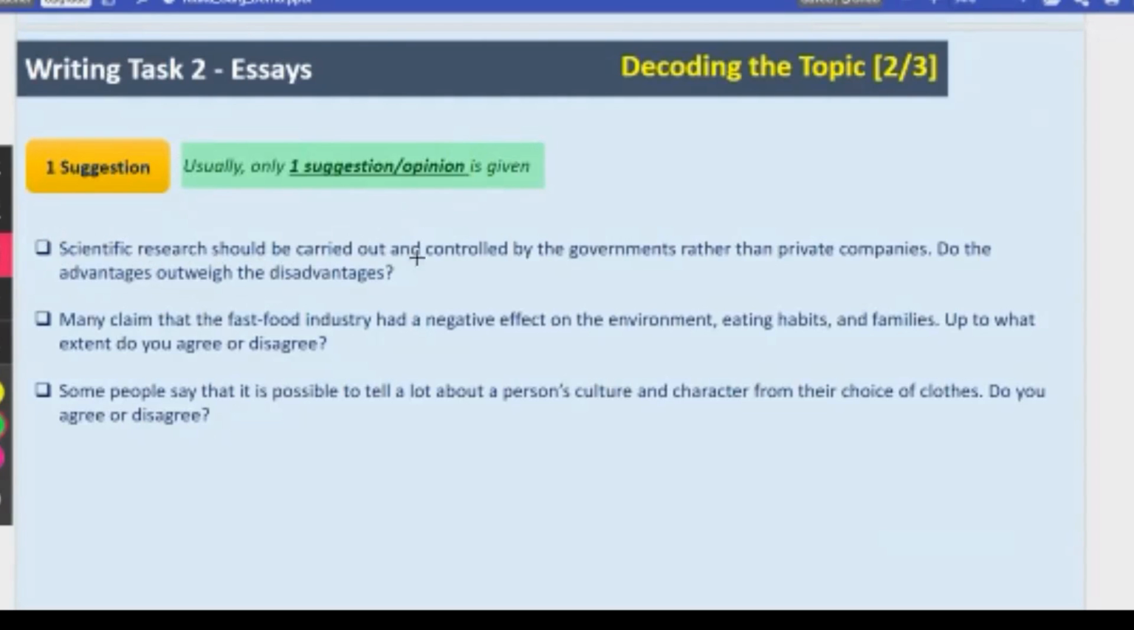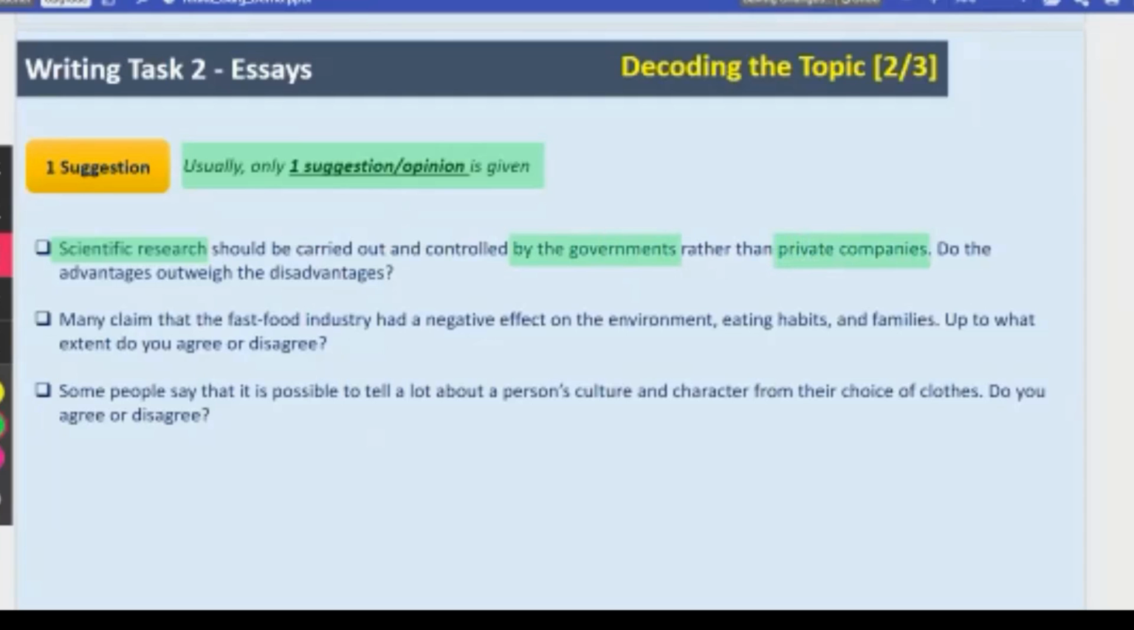Scientific research should be carried out and controlled by the governments rather than private companies. So now focus, what they are suggesting is scientific research. Scientific research is the core context, and who should carry it out and control it? The government, rather than the private companies.